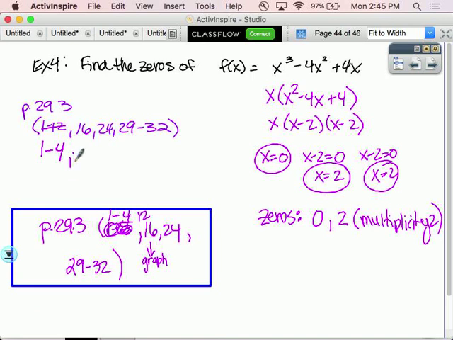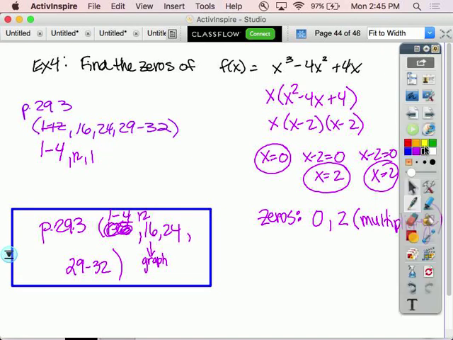This is quite a mess. I need to write just a brand new one, don't I? Okay, yeah, because it's a big fat mess. So I need you to do page 293, 1 through 4, 12, 16, 24, and 29 through 32.